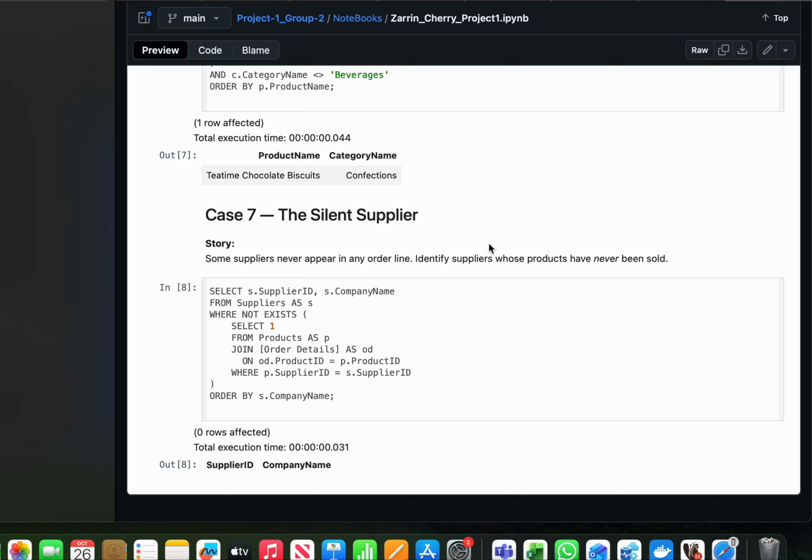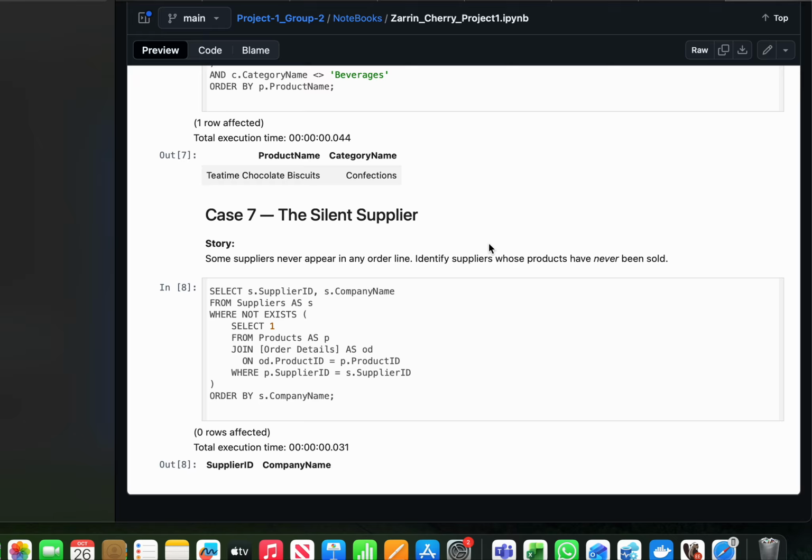Before I wrap up, I also want to talk briefly about how this project connects to the NACE career competencies, which represent the key professional skills we're developing through this course. Our SQL NOIR project highlighted 4 main areas: critical thinking, technology, teamwork, and communication.